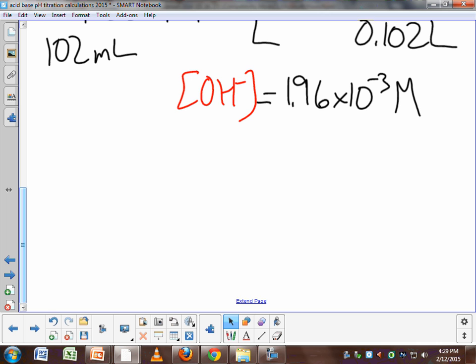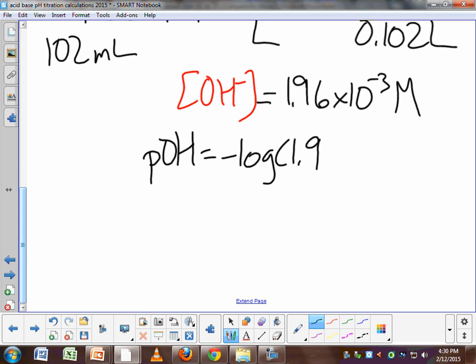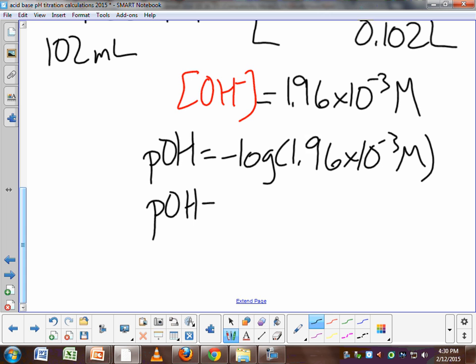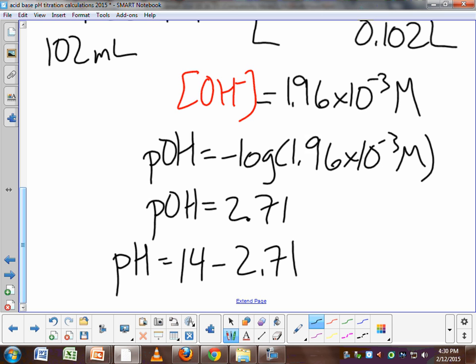We've got two different ways. The way that I'm going to use, which is the way that nearly everyone was choosing to tell me they were doing on the homework, which is perfectly acceptable, I'm going to take the negative log of this number, I'm going to find pOH, and go from pOH to pH. So take the negative log of that, know that you're finding pOH when you do this, and we get a pOH value of 2.71, that's a decimal. And then in order to determine pH, we're going to do 14 minus 2.71 to get a pH of 11.29.